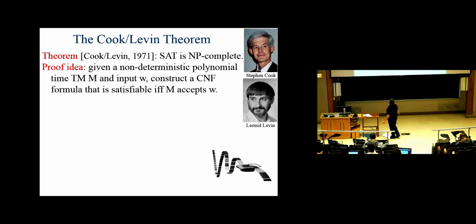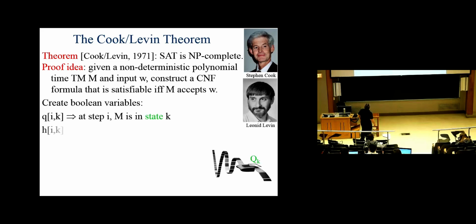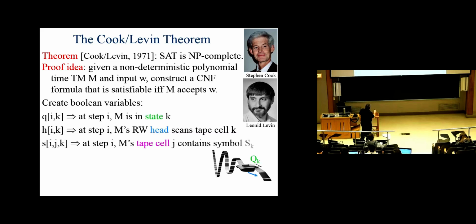Okay, so that's the strategy here. So how do we do this transformation? The transformation is the hard part. F will be difficult to describe. Not that difficult, but it's not trivial. So we're going to create Boolean variables. The Q's will be denoting that at step I, the machine is in state K.